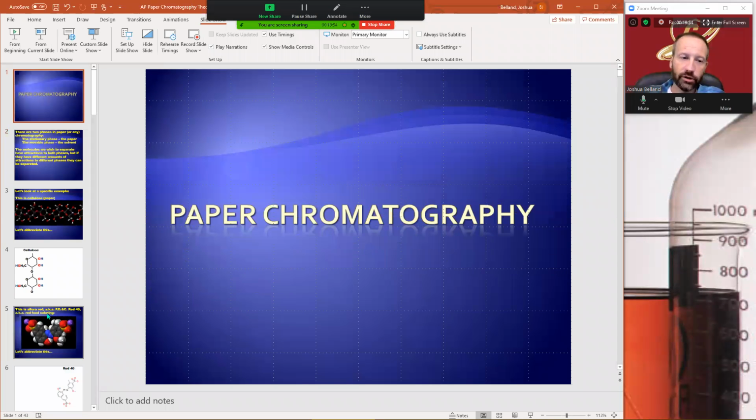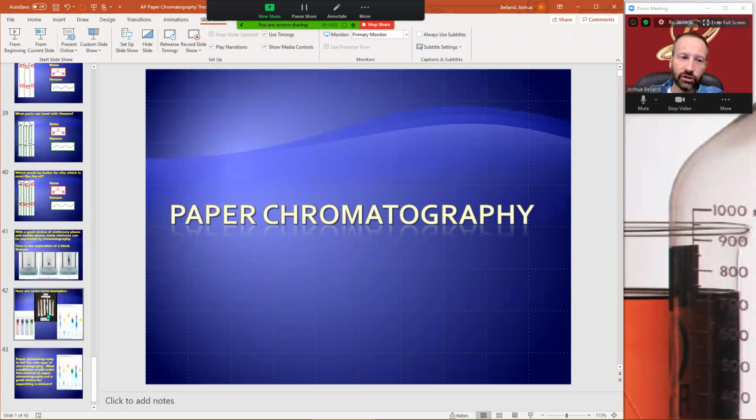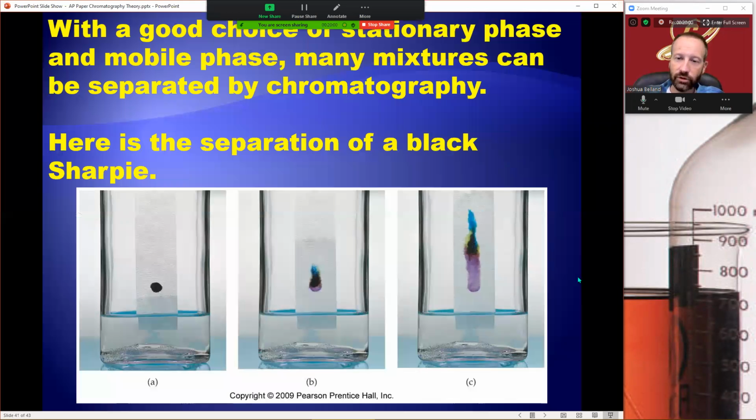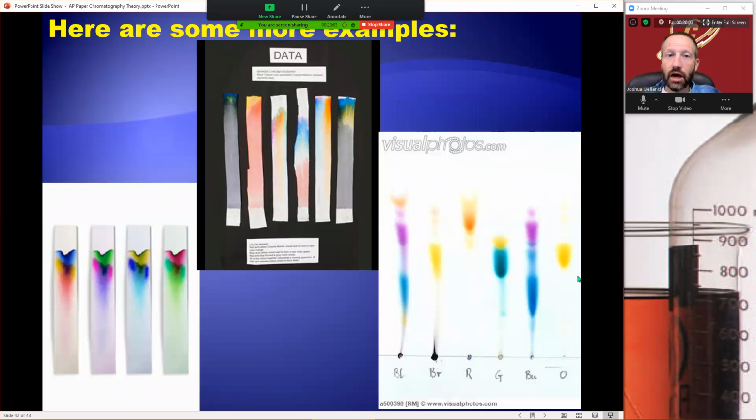Whoa, don't know why that happened. I was not done and you moved on. Okay, sorry, I'll go back. Okay, there we go. And then just here's some more examples of more paper chromatography. So you can see the point is always to separate the molecules based on how well they bond with a stationary phase and a movable phase. And you have to pick those parts very carefully in order for them to work.